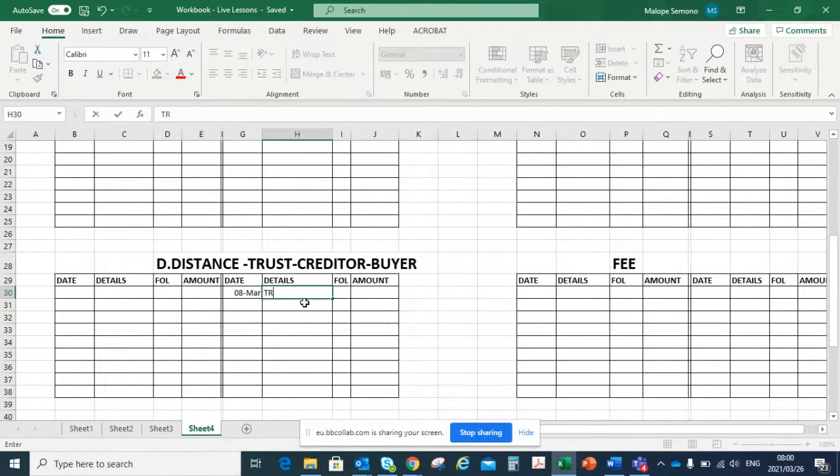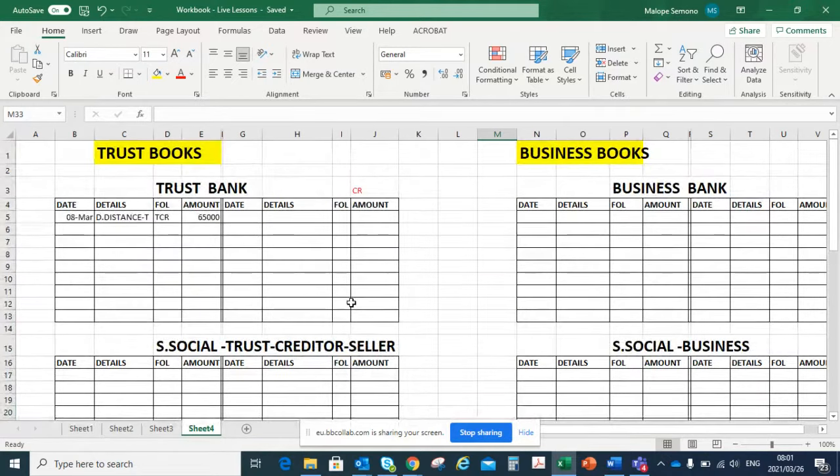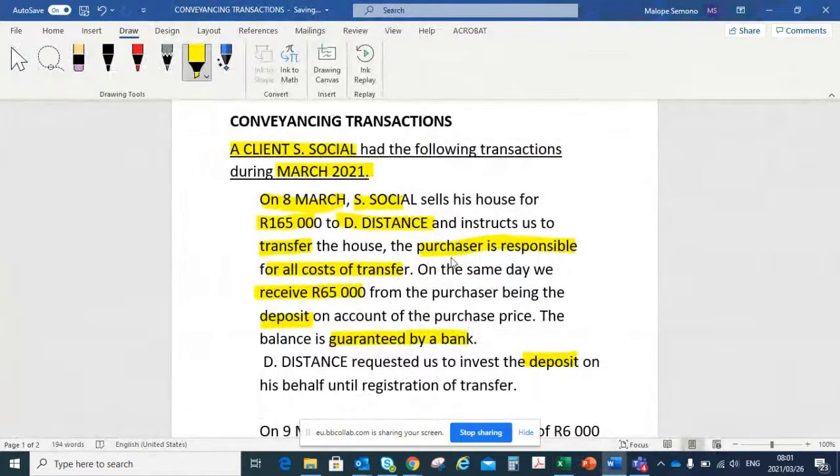And then, this money comes from the trust bank account. Can you see? Trust cash receipt, and how much? 65,000. Can you see? This shows that Distance has got money in his account, but that money is recorded in the bank. Okay, I think you remember this simple situation. Okay, let's go back to the book, to the information.